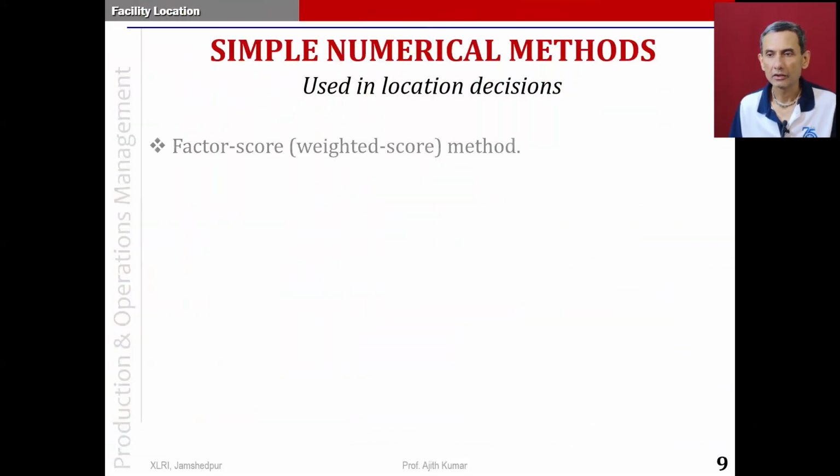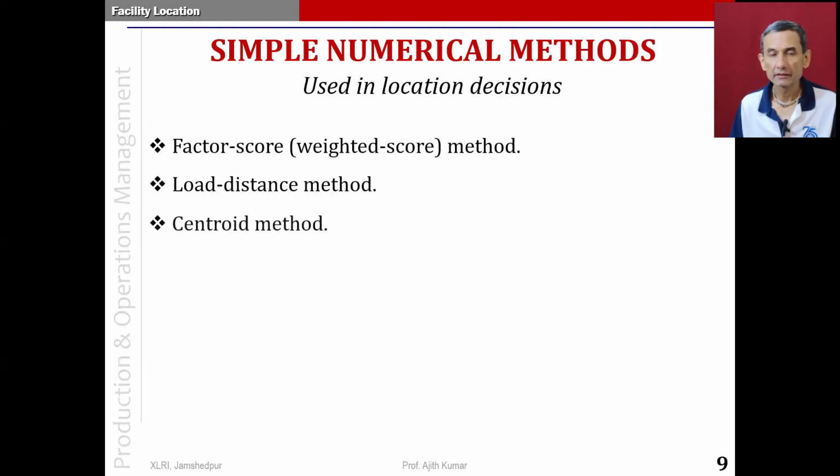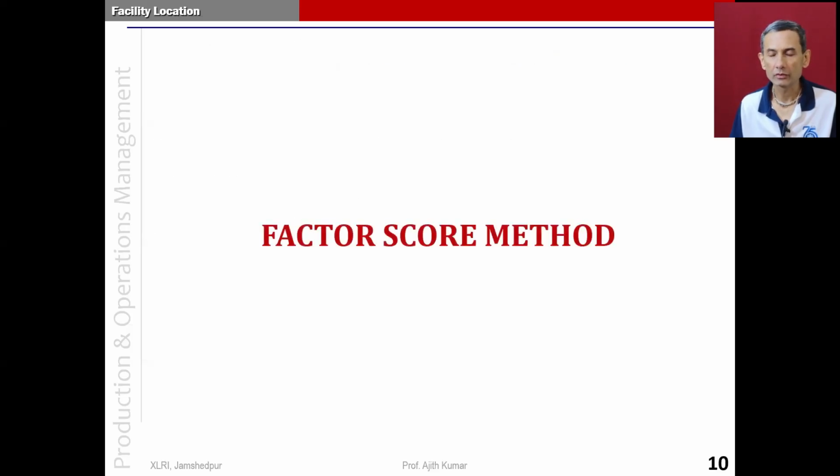Numerical methods are used to help us take facility location decisions. In this video, we will review three very simple methods. These methods are called the factor score or the weighted score method, the load distance method, and third, the centroid method. We will look at each of these methods one by one. First, the factor score method.